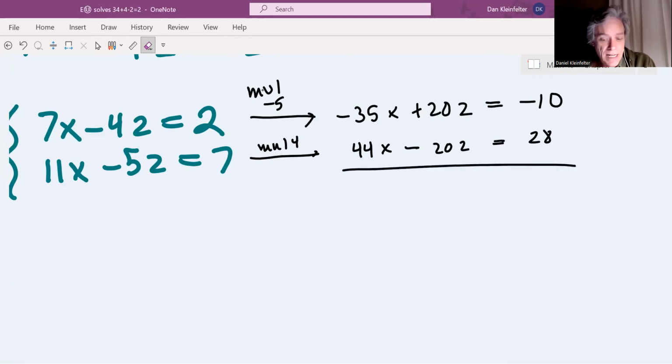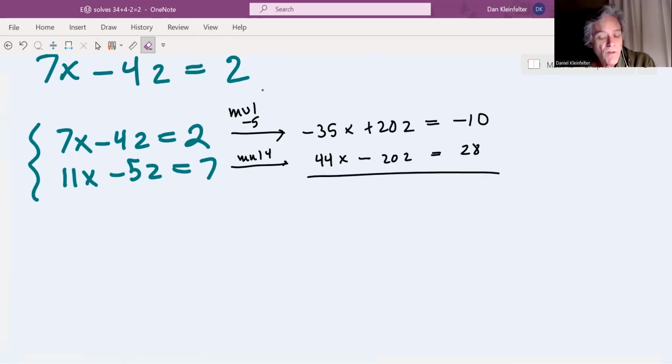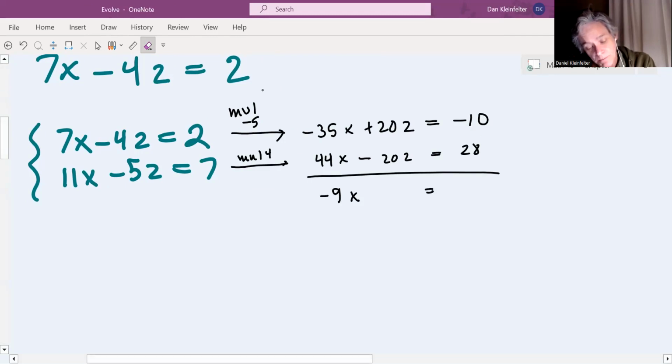Okay, now we can add together the pieces. Negative 35 plus 44 will be negative 9. So we'll have negative 9x. There are no z's. And then 28 minus 10 is going to be 18. So negative 9x is 18. That will make x be negative 2.